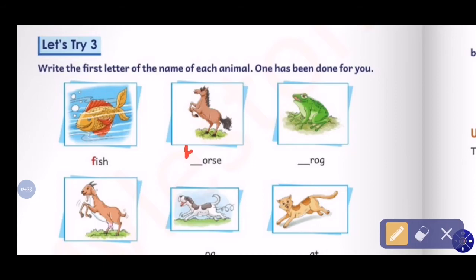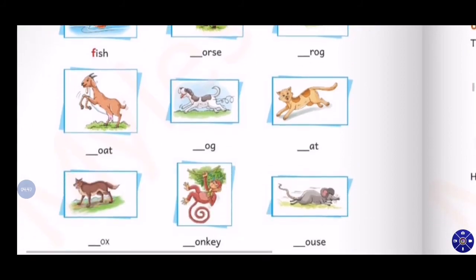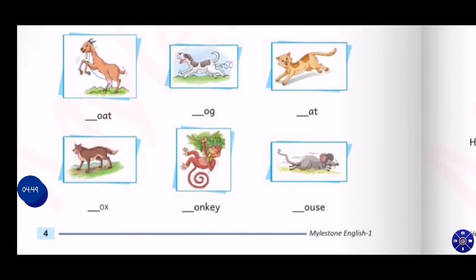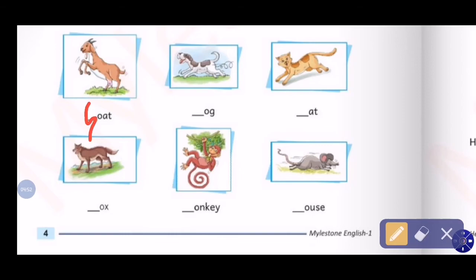So the first, this is frog. So the first letter is F. This is goat. So the first letter is G. This is dog. So the first letter is D. This is cat. So the first letter is C. This is fox. So the first letter is F. This is monkey. So the first letter is M. This is mouse. So the first letter is M.